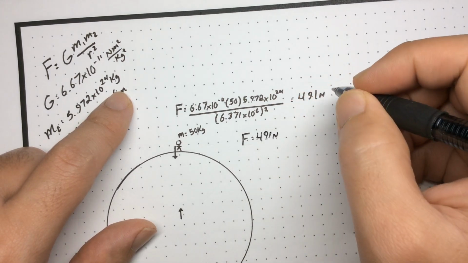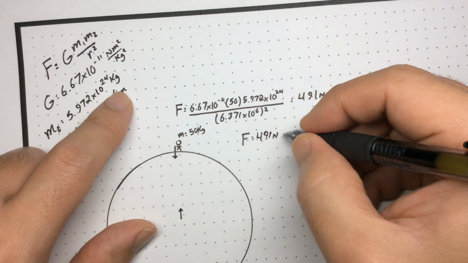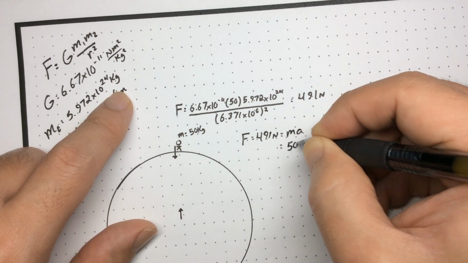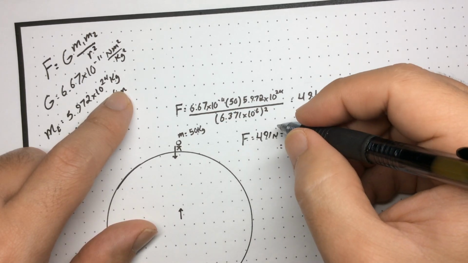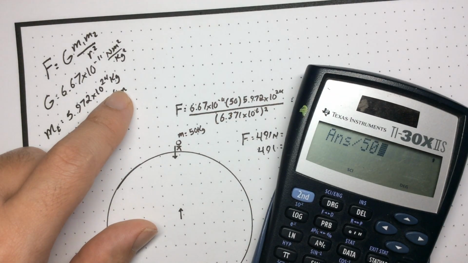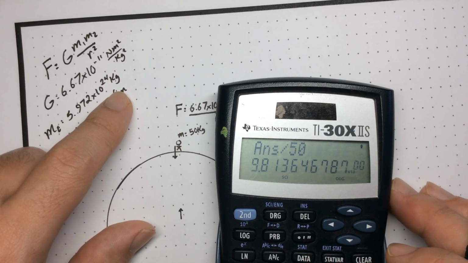newtons, then we can say, well, F is equal to ma. Shouldn't this be ma? m is going to be 50. So 491 divided by 50, and we get around 9.8136. Okay, so that's basically the acceleration due to gravity if that's the only force on you.